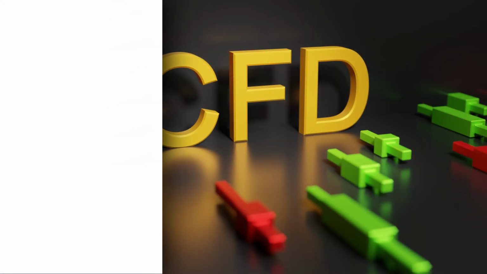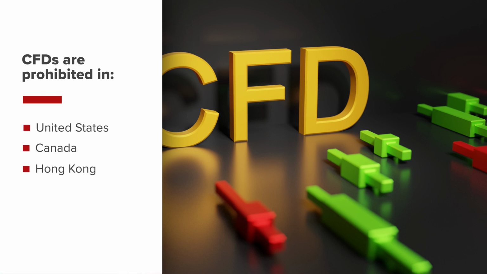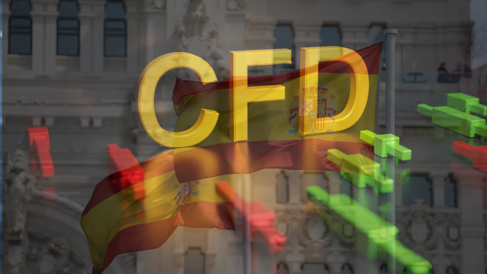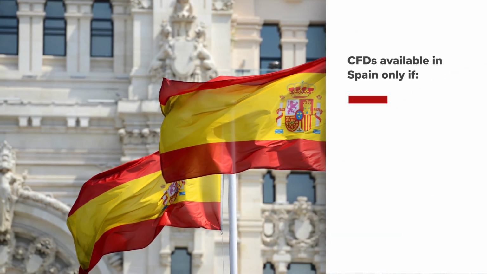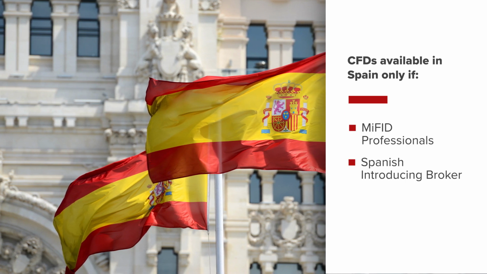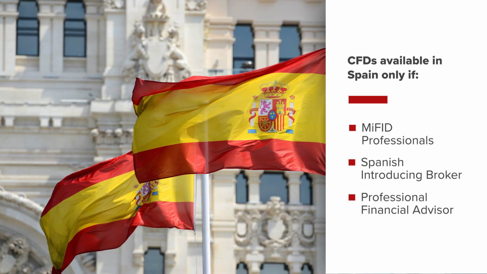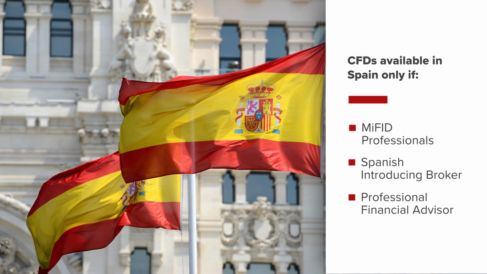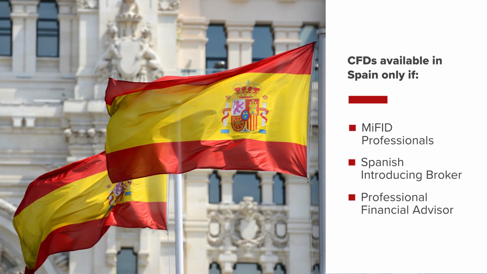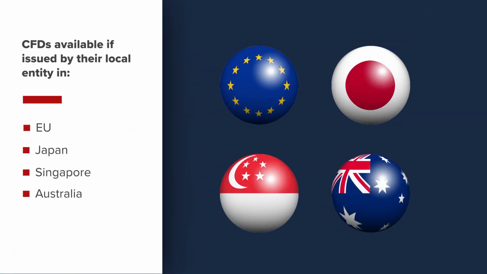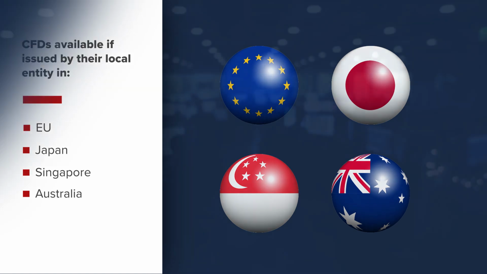CFD trading is only available in certain countries. Legal residents of the US, Canada, Hong Kong, New Zealand, and Israel are prohibited from trading CFDs. Residents of Spain can trade CFDs only if they are either MiFID professionals or clients of a Spanish introducing broker or a professional financial advisor who have arrangement to provide the risk warnings required under Spanish rules to their clients. EU residents and residents of Japan, Singapore and Australia can trade CFDs issued by their local IBKR entity in their local entity universal accounts.